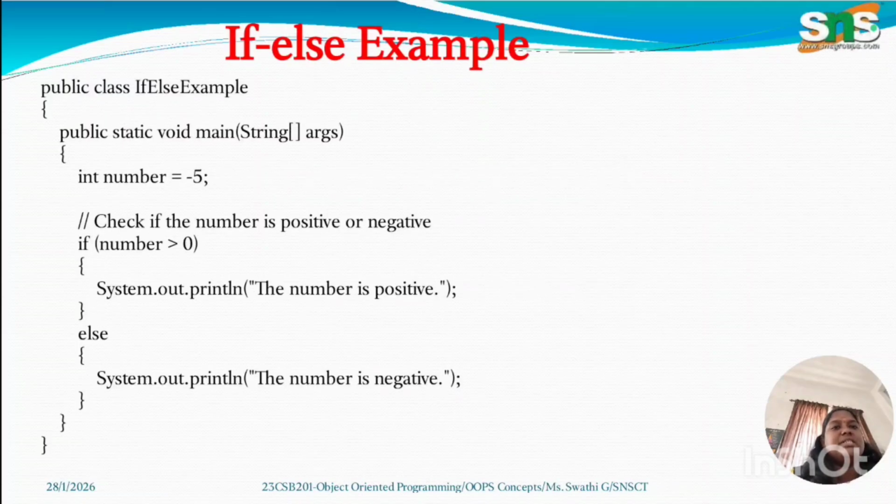If else example: we have an example here, with a number equal to -5. If -5 greater than 0, if the condition is met as true, the number is positive will be shown on the output screen. Otherwise, in the else block, the number is negative will be shown on the output screen.